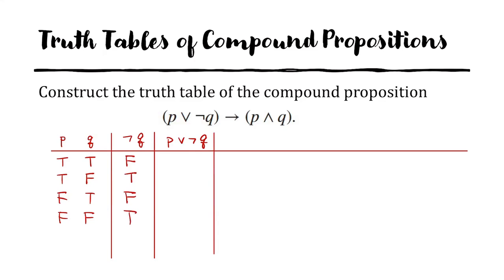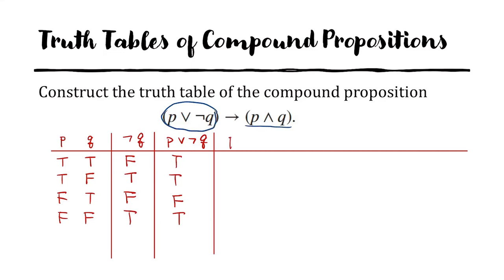Now we know this is an or, a disjunction, and we know a disjunction is only false when both P and not Q are false. So if you look at P and not Q, the only time they are both false is the third row. So here it's false, and anywhere else is true. Okay, so now you have taken care of the left parenthesis.